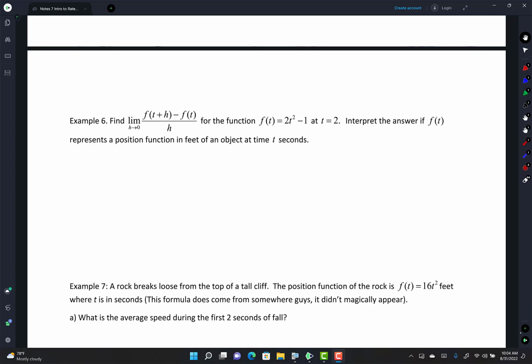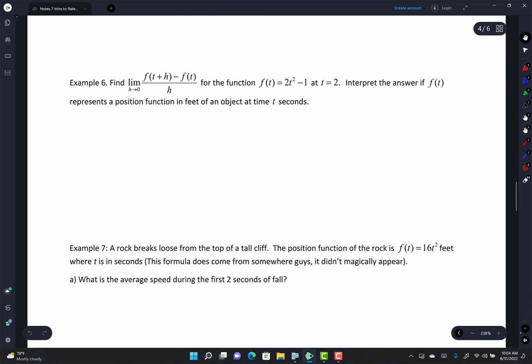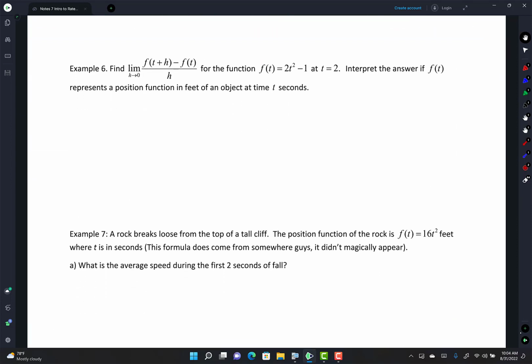Example 6. It says find the limit as h approaches 0 of f of t plus h minus f of t over h for the function f of t equals 2t squared minus 1 at t equals 2. Interpret the answer if f of t represents a position function in feet of an object at time t seconds. So let's just calculate that.